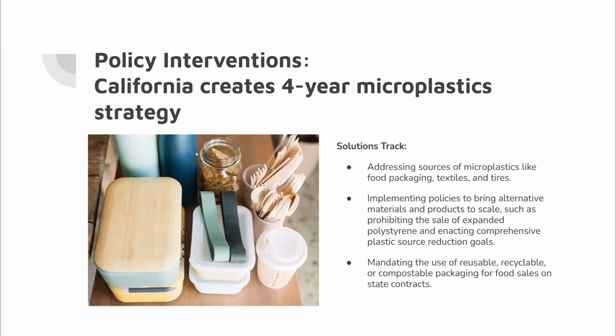California state came up with a 4-year strategy against microplastics. Firstly, they are targeting the root causes of microplastics, focusing on areas like food packaging, textiles, and tires. Secondly, they are implementing policy to promote the use of alternative materials and products. This policy prohibits the sales of expanded polystyrene and reduces plastic usage across the board. Lastly, they are mandating the use of reusable, recyclable, and compostable packaging for food sales on state contract. Overall, this strategy helps minimize the entry of microplastics into the environment.